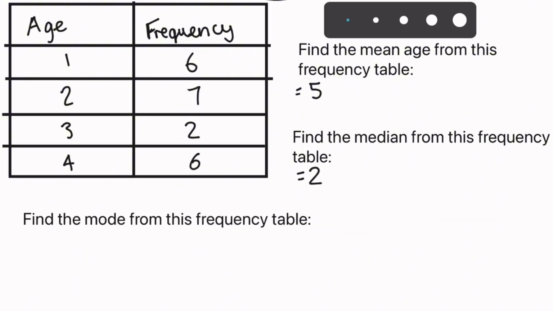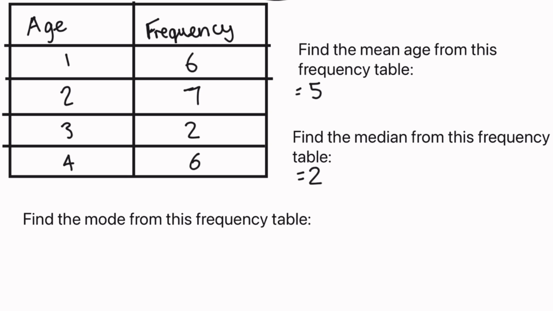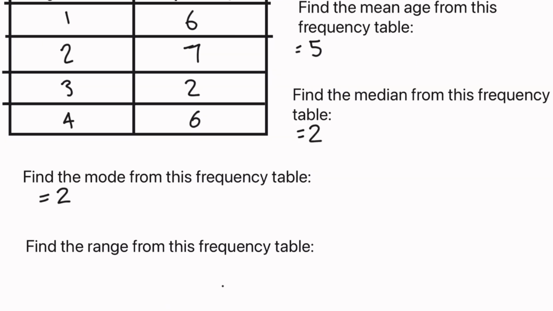Next, we need to find the mode. We already know from a previous example that the mode just means the most common. When looking at the frequencies, we can see that age 2 has the most people, so that is the most common category, giving us 2 as the mode.